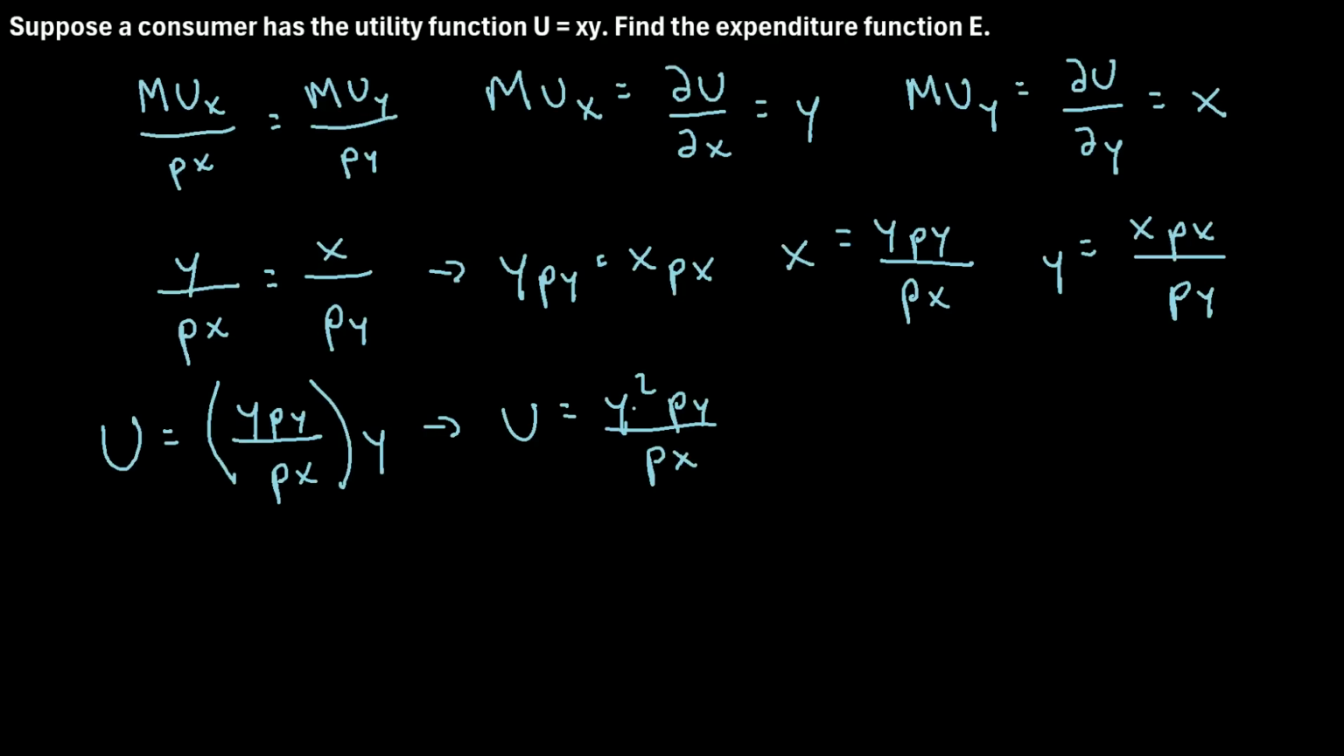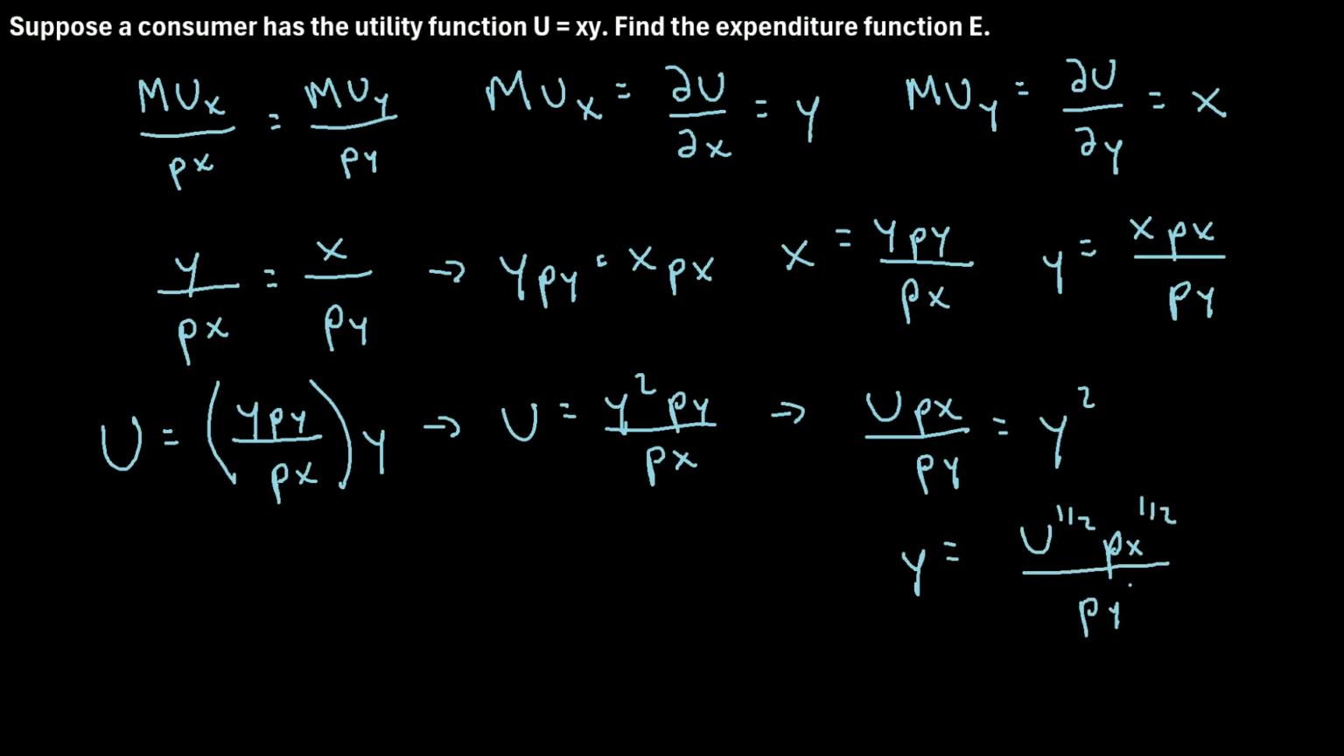To get y all by itself, we can multiply both sides by the reciprocal of this value right here. So that would be u times the price of x over the price of y is equal to y squared. And lastly, to get y all by itself, we can take the square root of the right-hand side and the left-hand side. So we'll find that y, let's rewrite y on the left-hand side. We'll have y is equal to u to the 1/2 times the price of x to the 1/2 times the price of y to the 1/2.